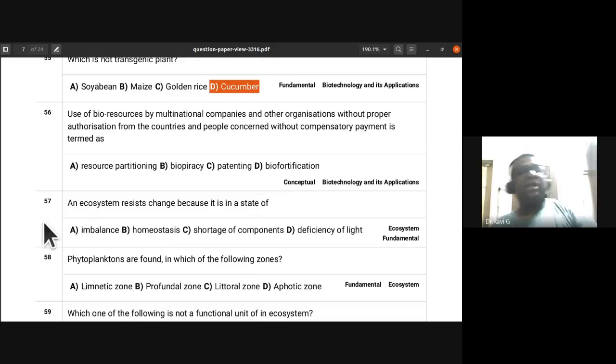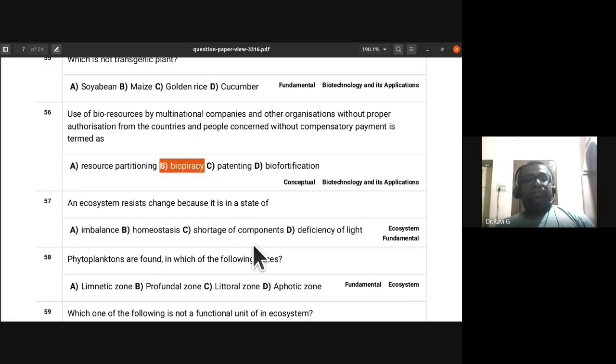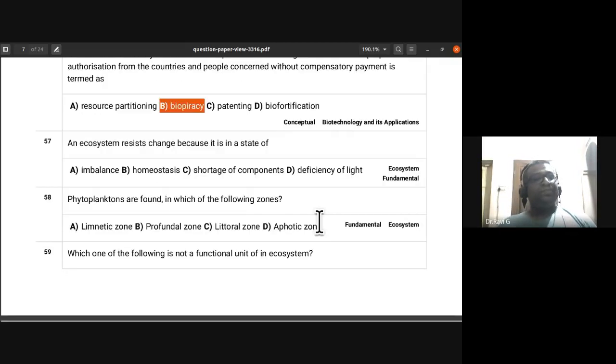Use of bioresources by multinational companies and other organizations without proper authorization from the countries and people concerned, without compensatory payment, is termed biopiracy. So this answer is biopiracy, 56th.